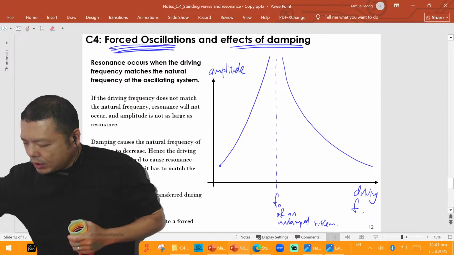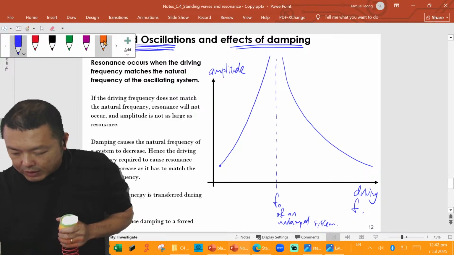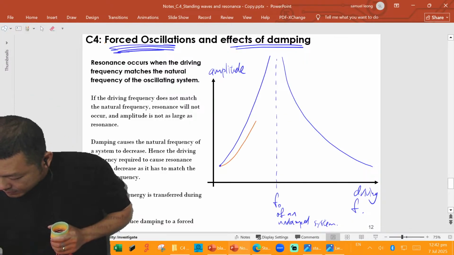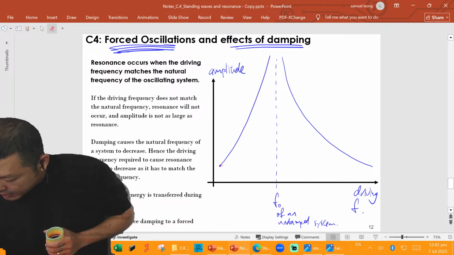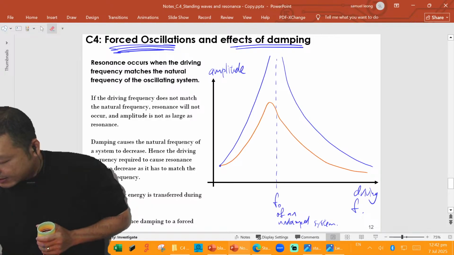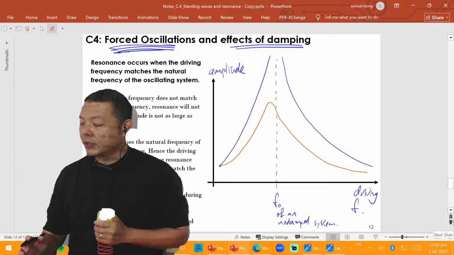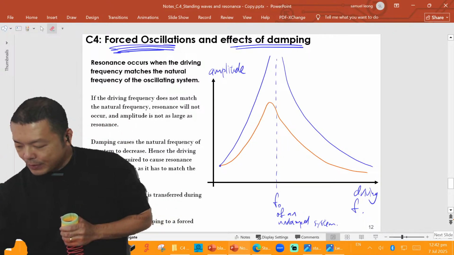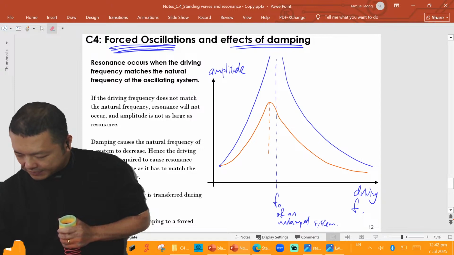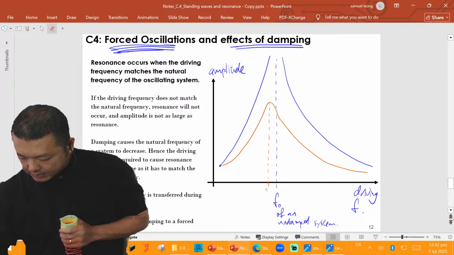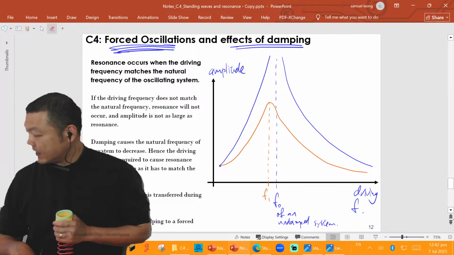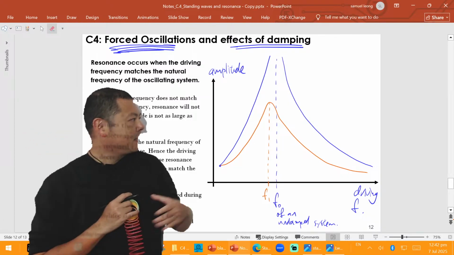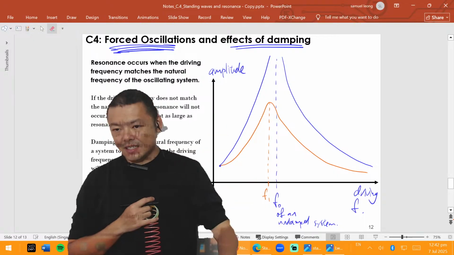Okay. So then the new graph will look like this. Oops, wait, sorry. It's like that. It's lower, yes. It's a peak like this. So the natural frequency will also shift to the left, right? And maybe I'll call this F1, not F0. So F1 will be the natural frequency of a slightly damped system.